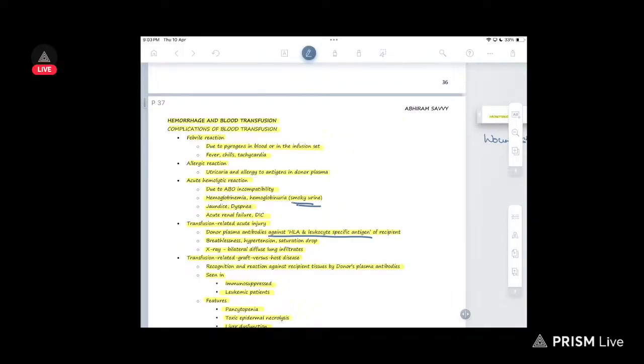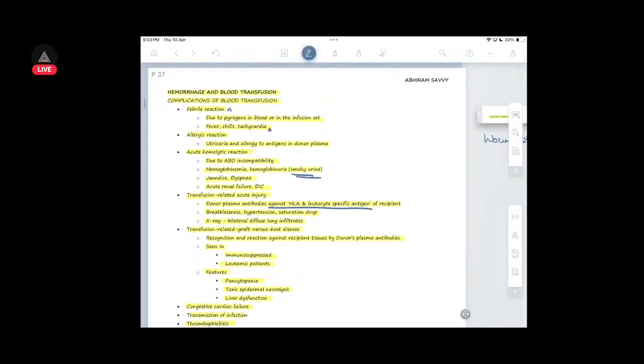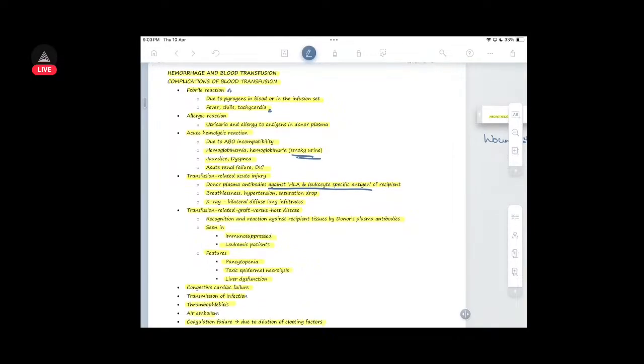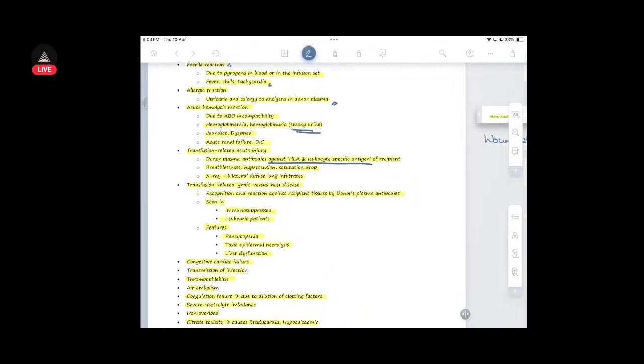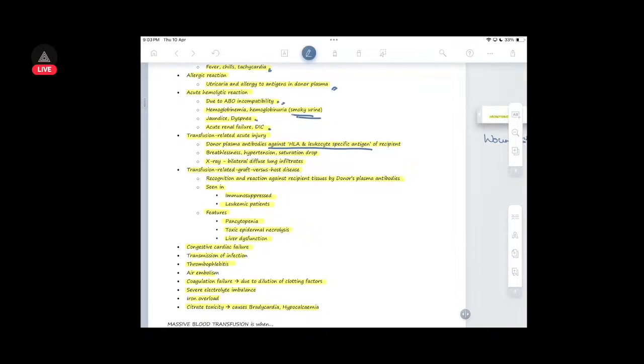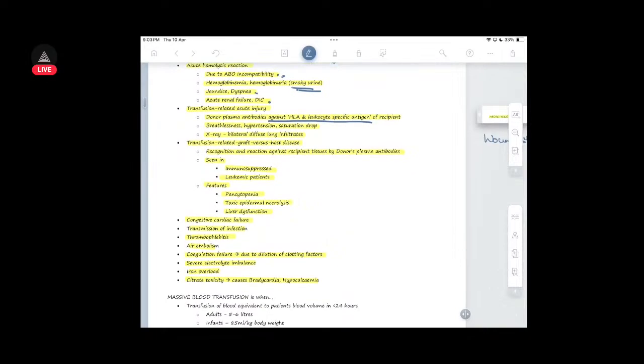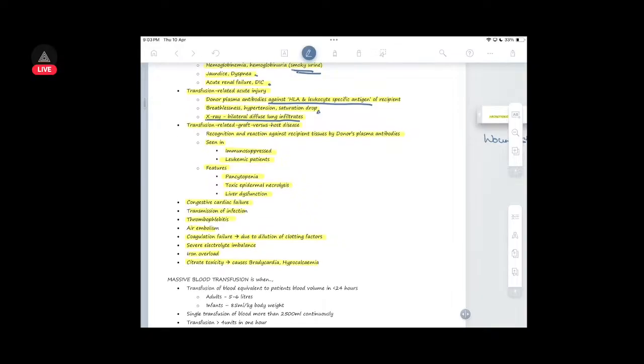Complications of blood transfusion. You have febrile reaction, pyrogens in the blood and transfusion set also will be there. So fever, chills, tachycardia will occur. Allergic reaction, you have urticaria and allergy. And acute hemolytic reaction in incompatibility. You'll be having smoky urine, jaundice, dyspnea, acute renal failure, and DIC. Transfusion related acute lung injury: you have donor plasma antibodies against HLA and leukocyte specific antigen of recipient. On X-ray, bilateral diffuse lung infiltrates, you can check. Breathlessness, hypertension, and saturation drop is noticed.